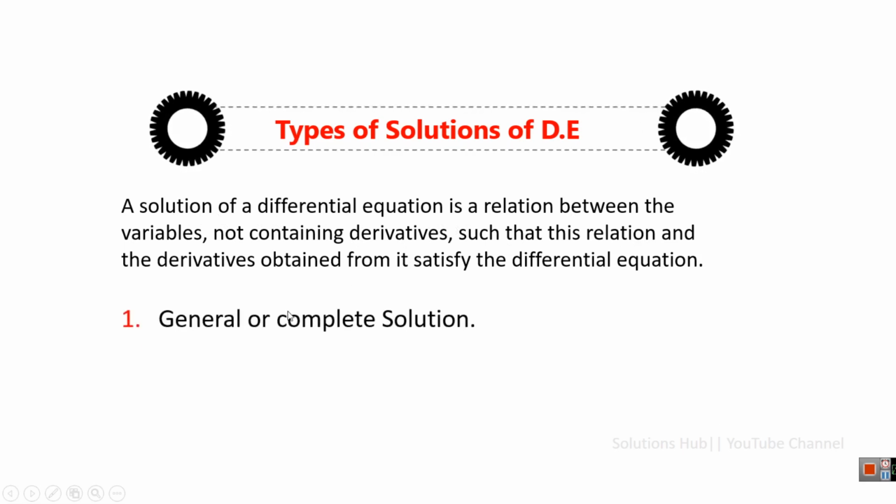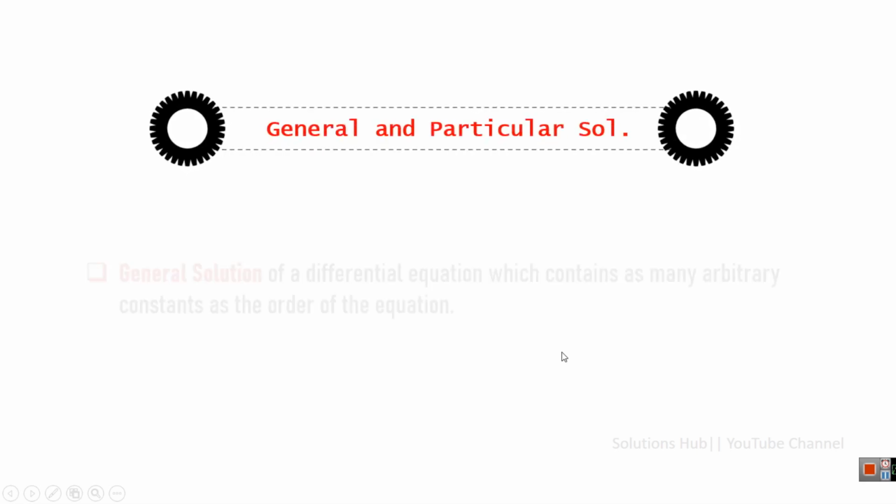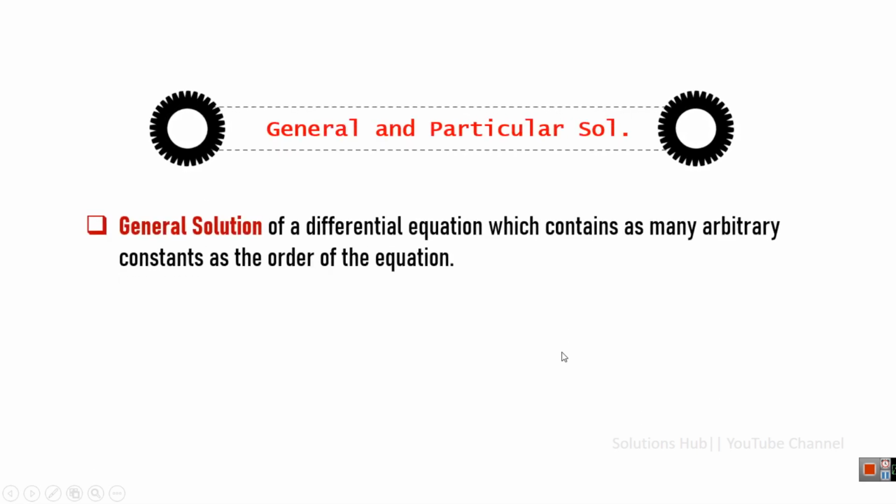So there are basically 2 types of solution. One is the general or complete solution, and the second one is the particular solution. So far as their definitions are concerned, what is basically a general solution? A general solution of a differential equation contains as many arbitrary constants as the order of the equation.